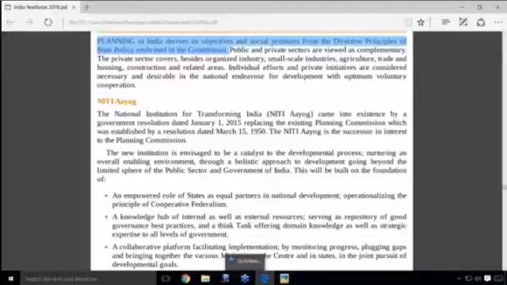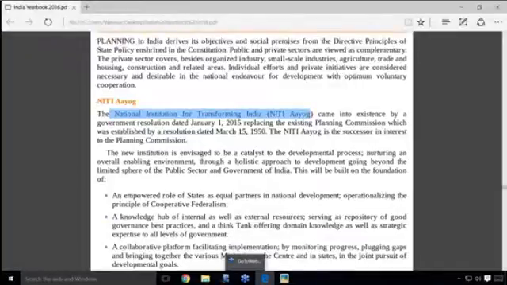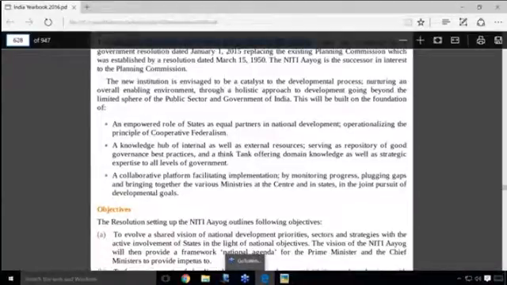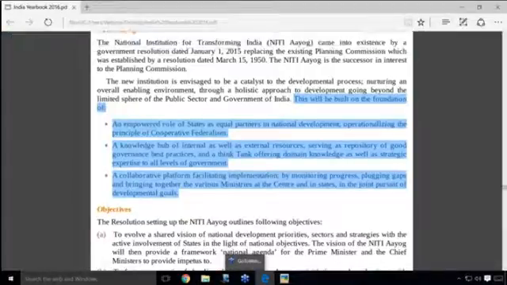So let's see. Niti Aayog, as you know, has replaced the existing Planning Commission. So what is Niti Aayog? National Institution for Transforming India. So in this, what all topics are there that you need to see? What is the foundation of this? An empowered role of states as equal partners in national development. That is, you will give equal status to states also in planning.